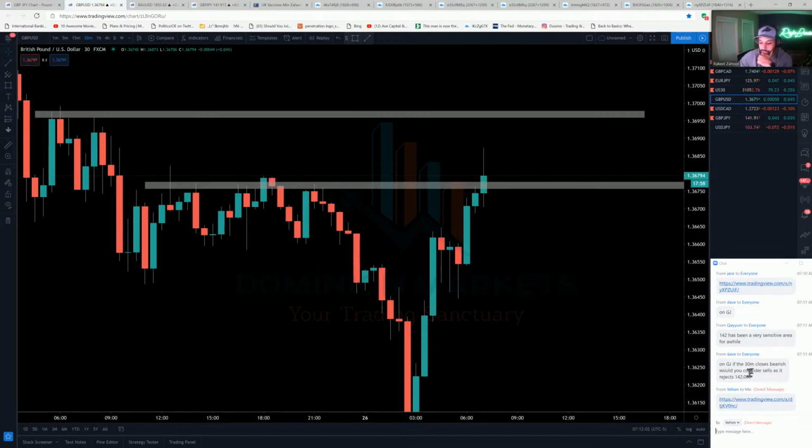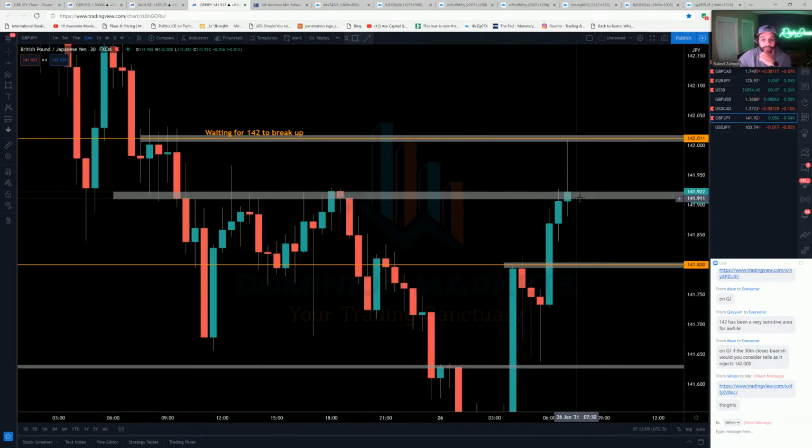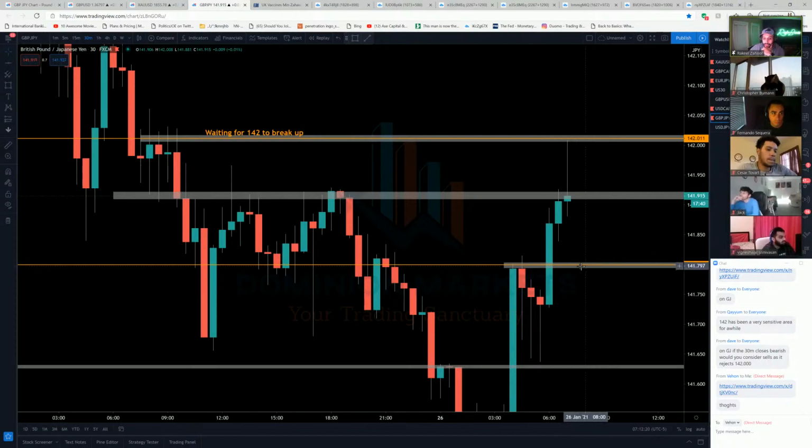On GJ, if the 30-minute candle closes bearish, would you consider selling? Yeah, that's what I was looking at. If the 30-minute candle closes bearish, and if we break the low over here, can we take a sell in anticipation for price to continue down? Ignoring this zone over here, that's what I'm thinking.